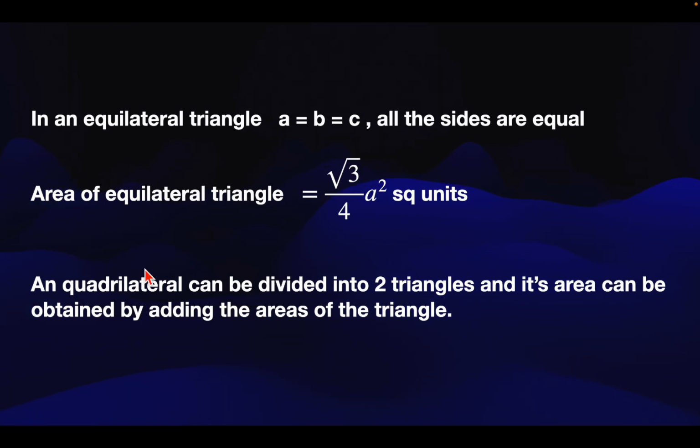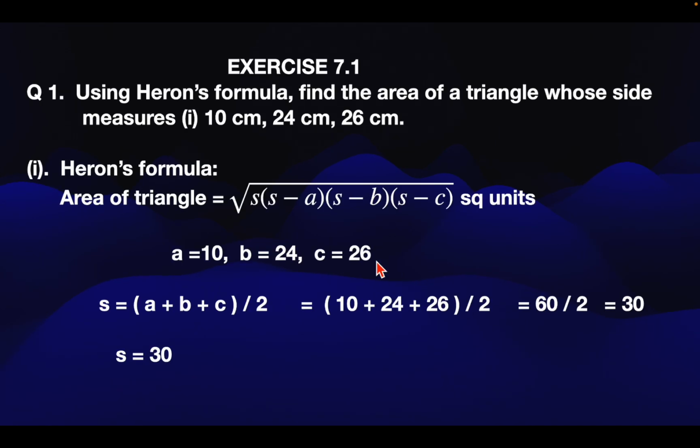In this exercise, they will also ask you the area of a quadrilateral. In this case, you should divide the quadrilateral into 2 triangles, find the area of the triangles separately and then add them. You will get the area of the quadrilateral. We will do sums on this, and it will be clear then.